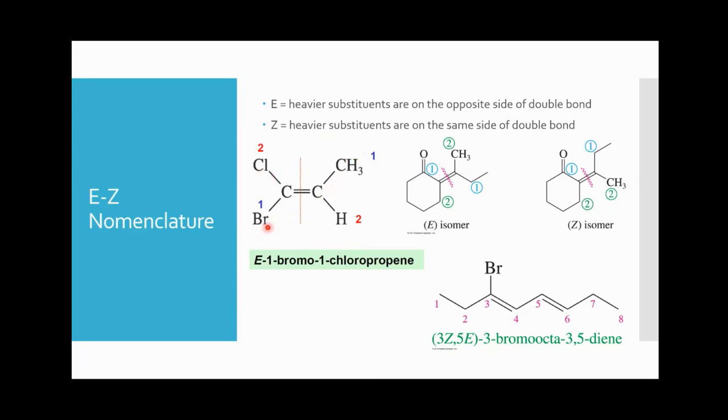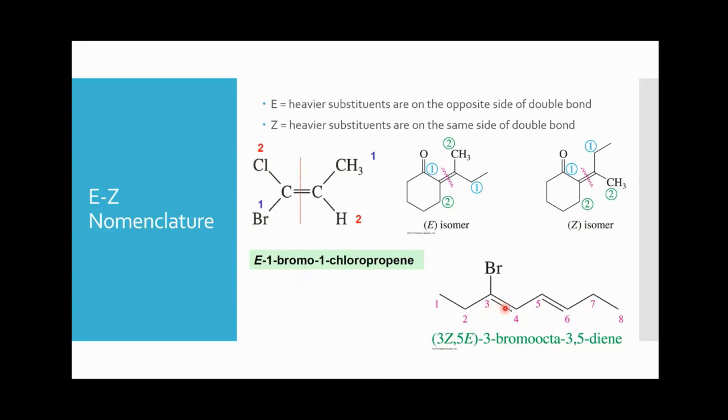So in this case, bromine is a lot heavier than chlorine, so you put a 1 on this side. And here, this methyl is a lot heavier than H, so you put a 1 here, and then you can tell that they're on opposite sides. That's why this is E. So you do that for each double bond that you have.